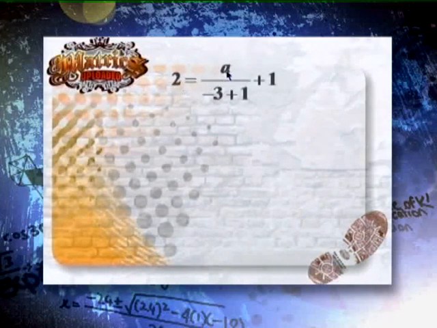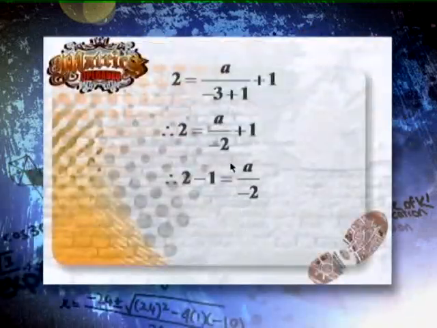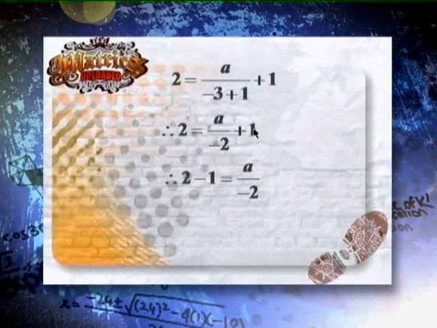2 equals a over the bottom. Negative 3 plus 1 is negative 2. Don't just cross multiply like this. Be careful. You rather multiply everything by negative 2, or first take 1 across. It's up to you. What we did, we took plus 1 across to be minus, and 1 equals a over negative 2. Therefore, a equals negative 2.